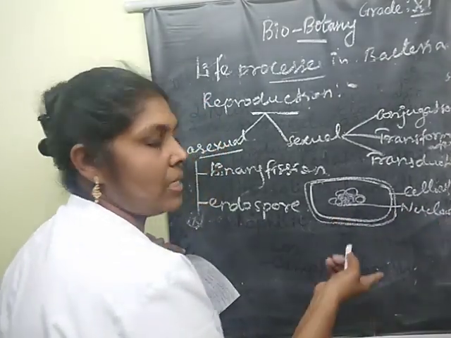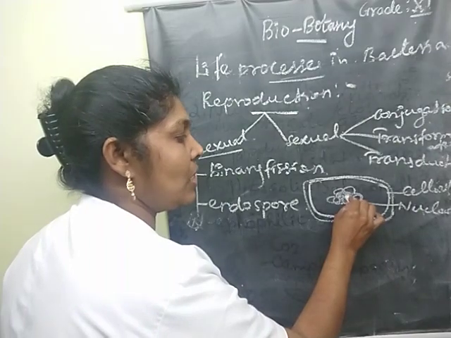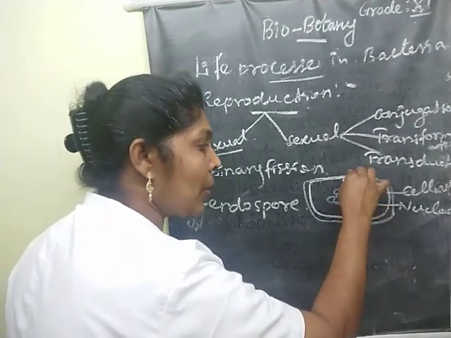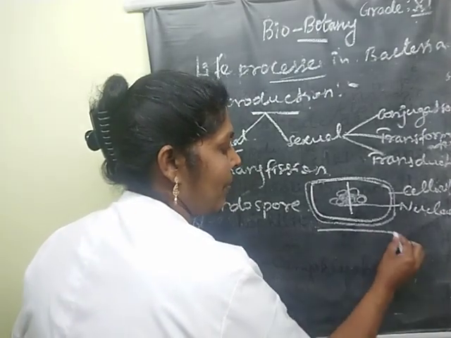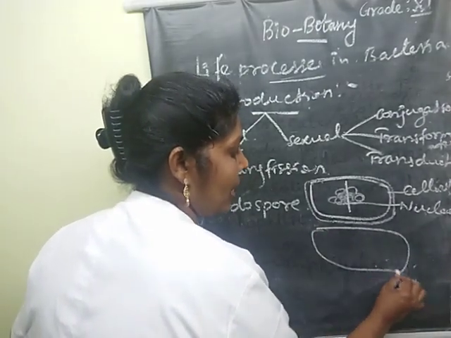What will happen in the first step? The nucleoid is divided into 2. So the next stage, what will happen? This is the cell wall region.